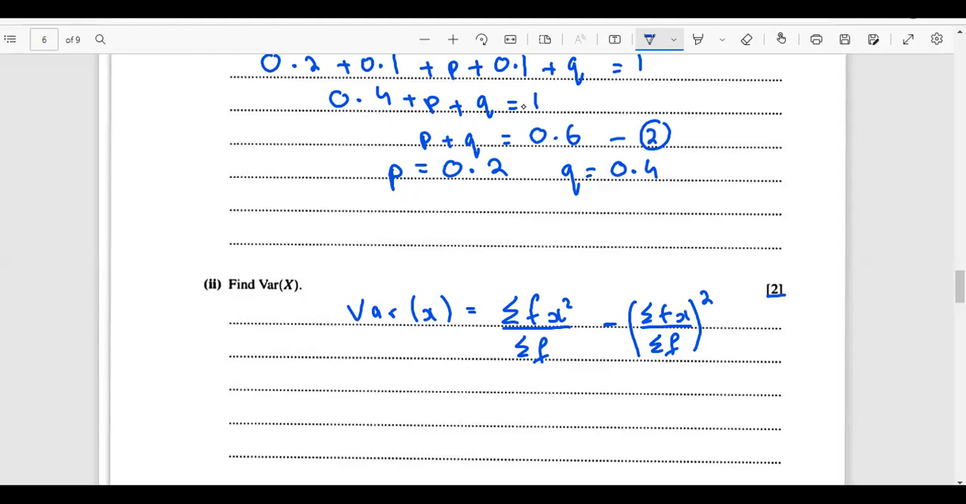Okay. So, we're talking about variance, and it is a 2-mark question. Forget about that. First thing is to write down the formula of variance. This is when you have frequencies. If you have probabilities, you can directly just replace f with p.